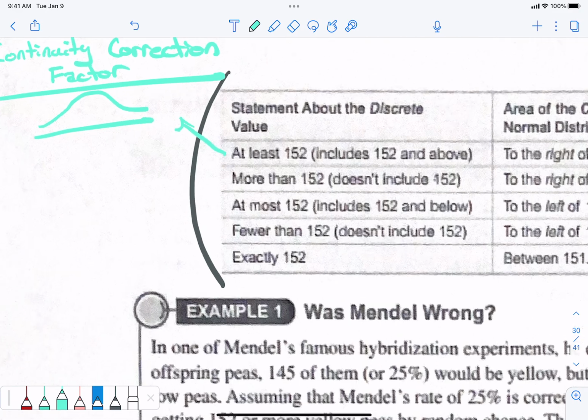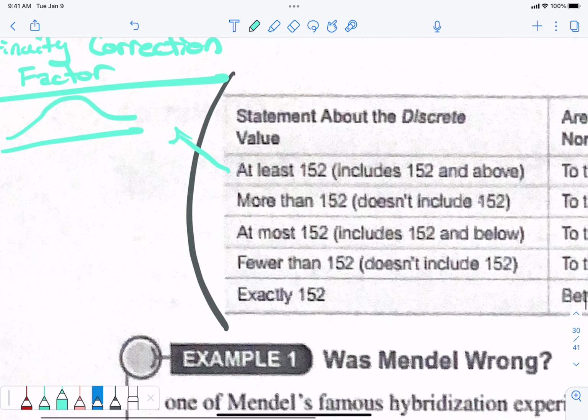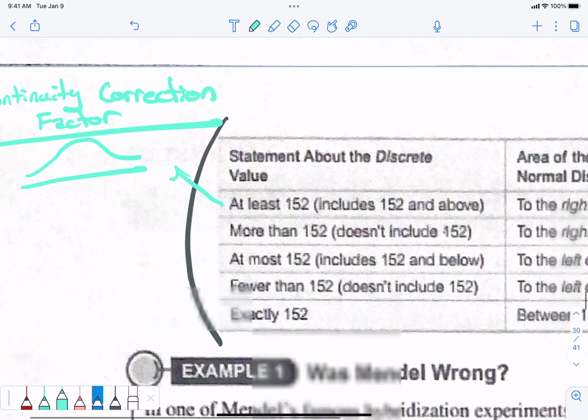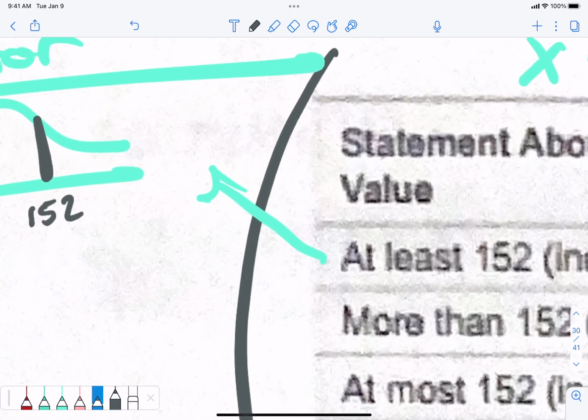So, number 1, it says at least 152, okay? Let's say the average, I don't know, let's say the average is 150. Now, let's go X bar. X bar is 150. I'm just making this up. If I'm going 152, 152 would be above average, right? 152 would live here, okay? So here's what we're going to do. X bar would be 150, but if they say at least 152, that means 152 and above, right? Yes. So here's how this works.